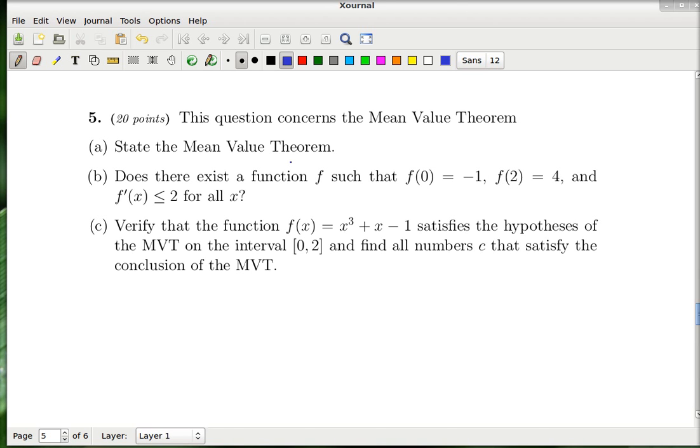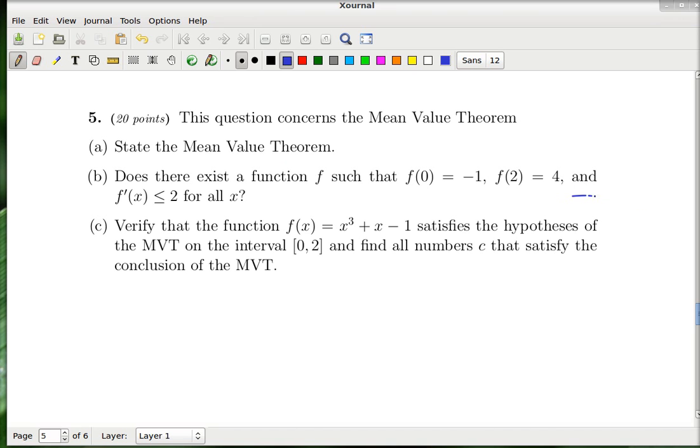So now we want to do this problem on the mean value theorem. Like other things, if you Google mean value theorem, more information about the mean value theorem will come up than you ever wanted to know, probably. So you might want to do that if you're just absolutely clueless. But even if you are, part A says state the mean value theorem.